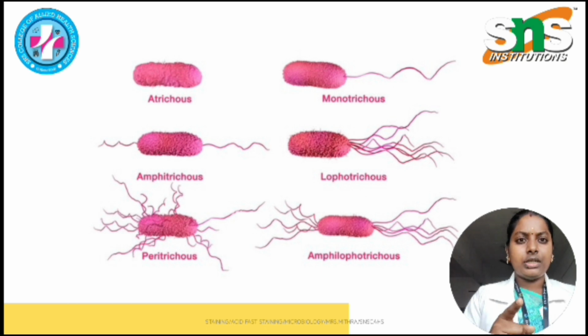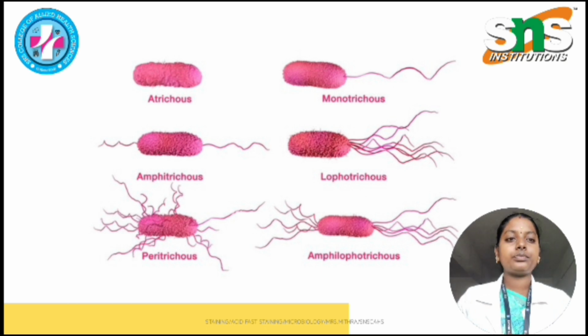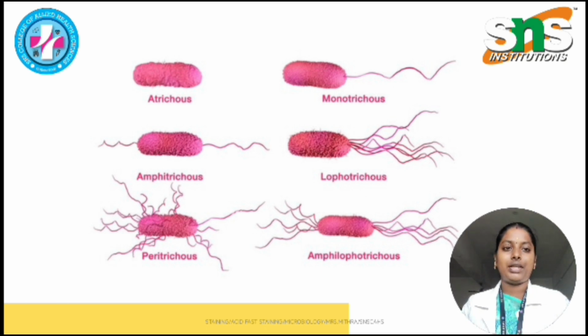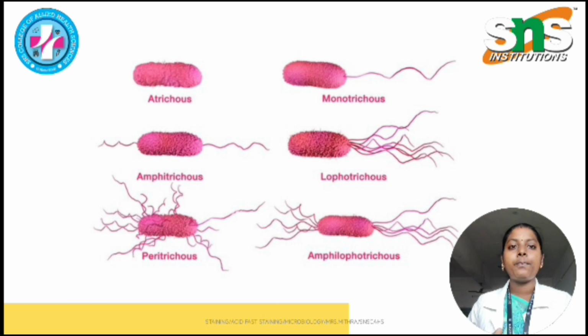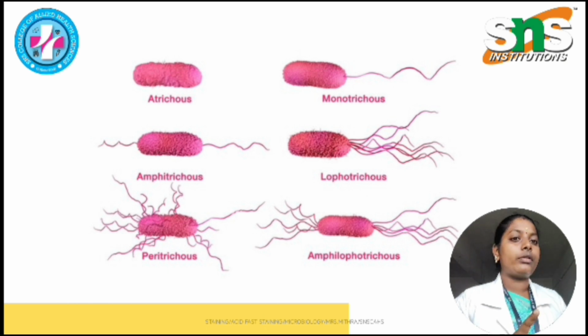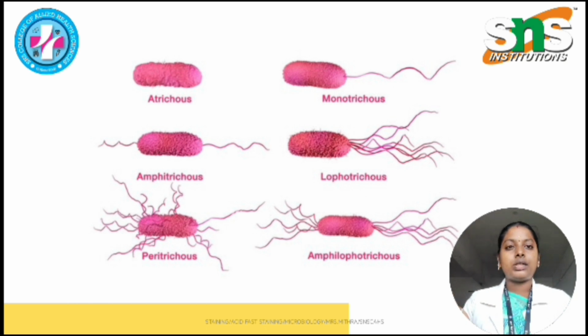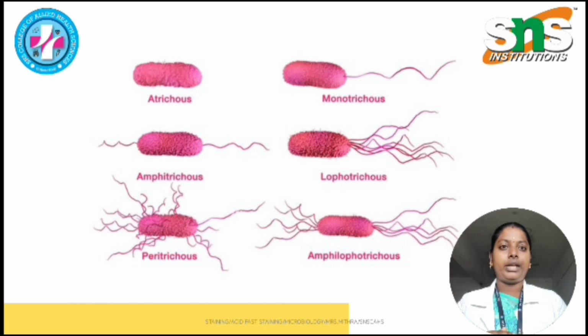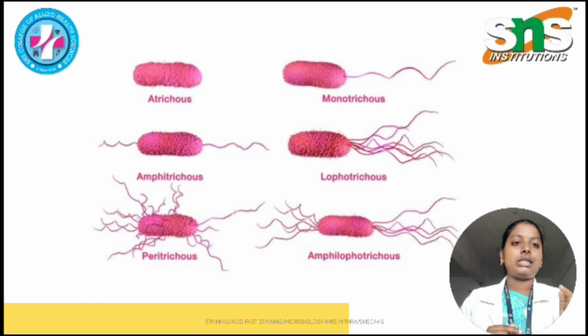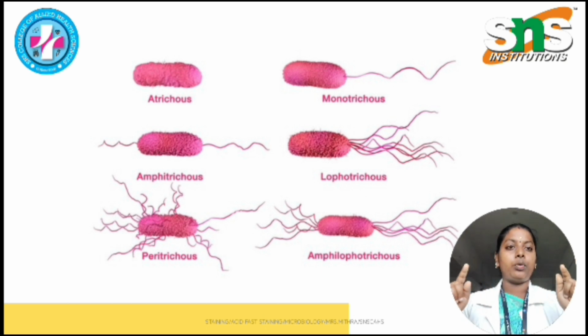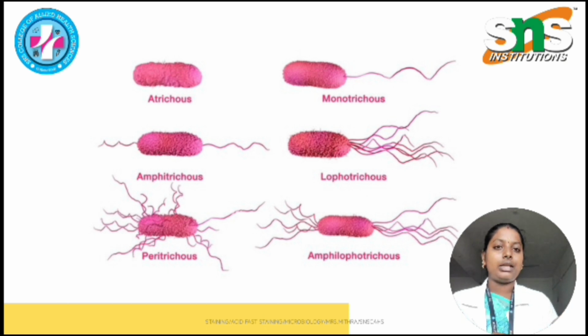You can mention it as atrichous. Atrichous means the bacteria does not have flagella. Coming to monotrichous, mono means one, so it has only one flagellum at one end. Amphitrichous has one flagellum at both ends. And lophotrichous has more than one flagellum in one part of the bacterial cell.